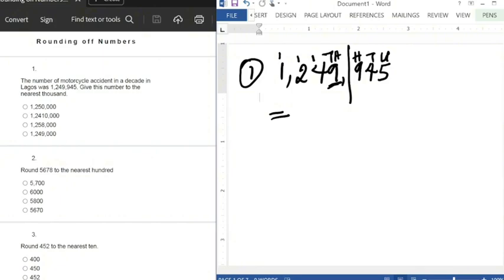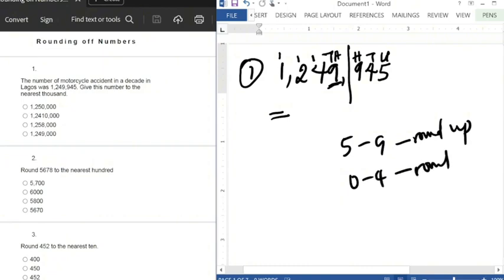So the next digit to the right is 9. And don't forget that 5 to 9, you round up, which means you add 1 to the digit. But 0 to 4, you round down. I hope that is clear. So that means that we're going to add 1 to 9.